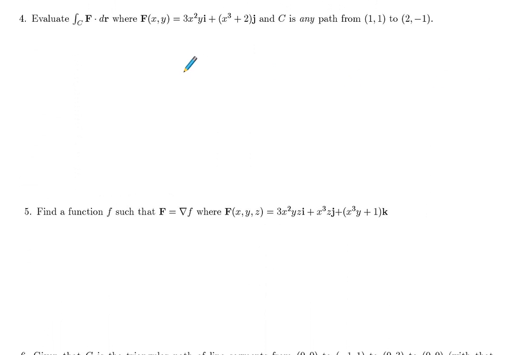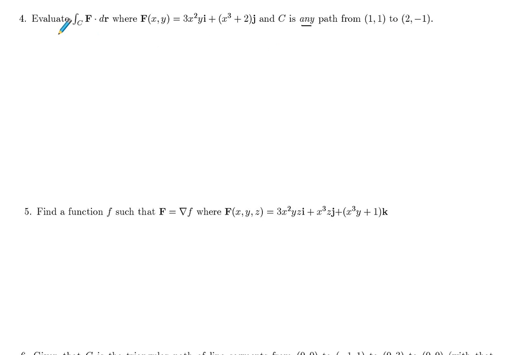Okay, next up we are integrating a vector field F dot dr. This is stated a little bit differently than the other line integrals we've done so far. They specify the vector field two-dimensional, and then they say C is any path from (1, 1) to (2, -1). Okay, so that "any path" is giving you a clue that this has got to be path independent if it's going to be any path. And if it's path independent, then we can use the fundamental theorem of line integrals.